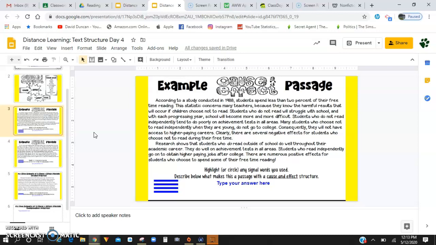Research shows that students who do read outside of school do well throughout their academic career. They do well on achievement tests in all areas. Students who read independently go on to obtain higher paying jobs after college. There are numerous positive effects for students who choose to spend some of their free time reading.